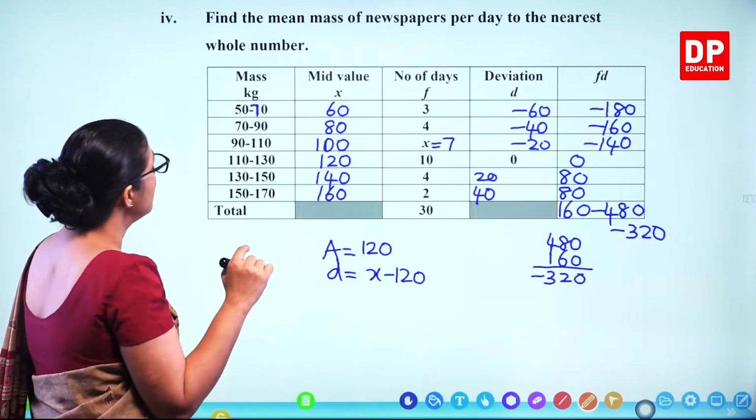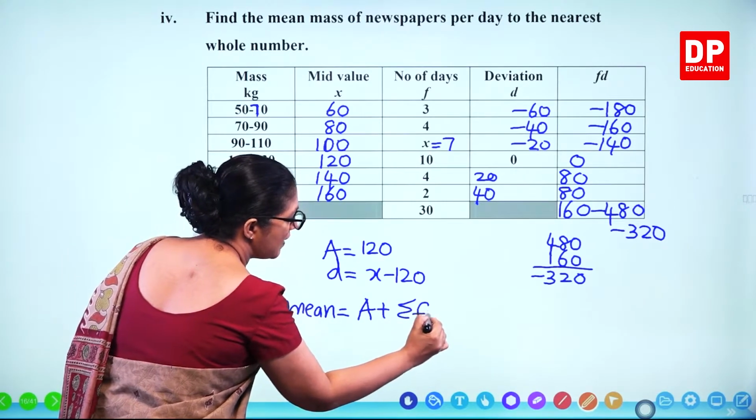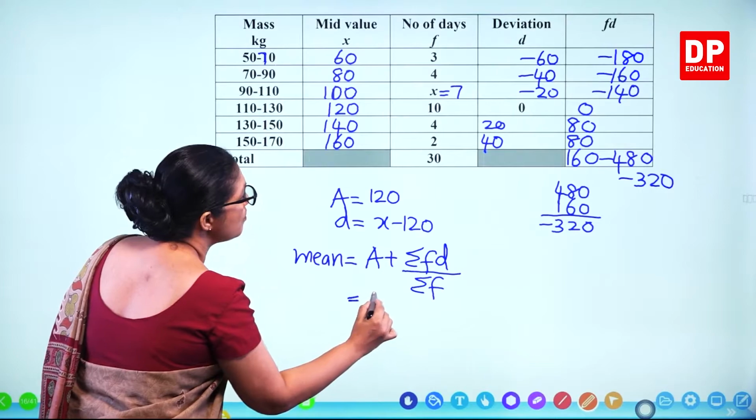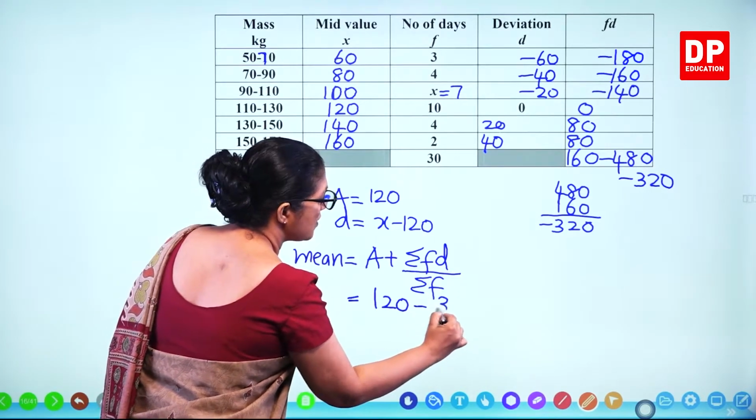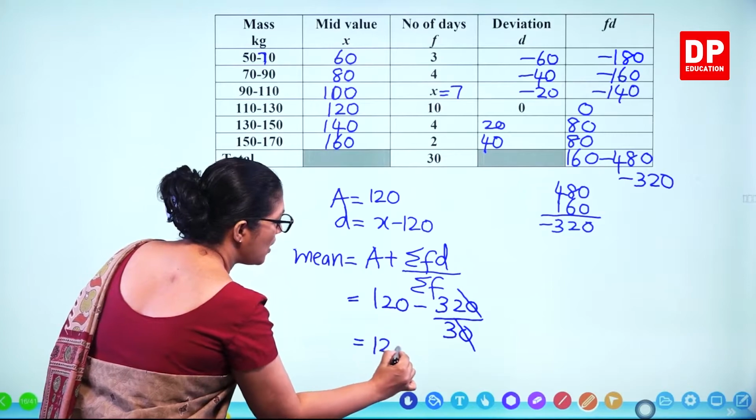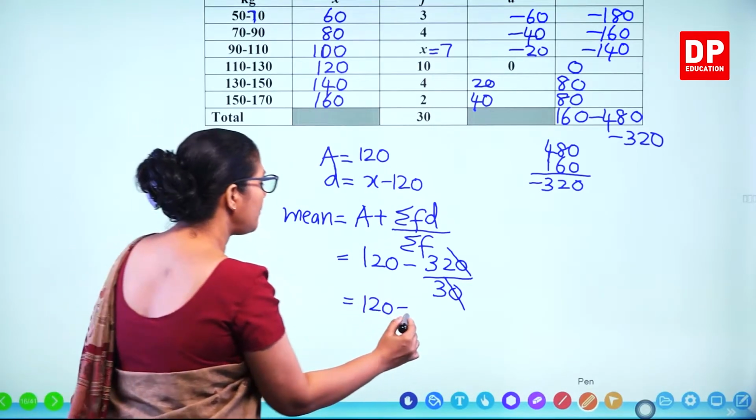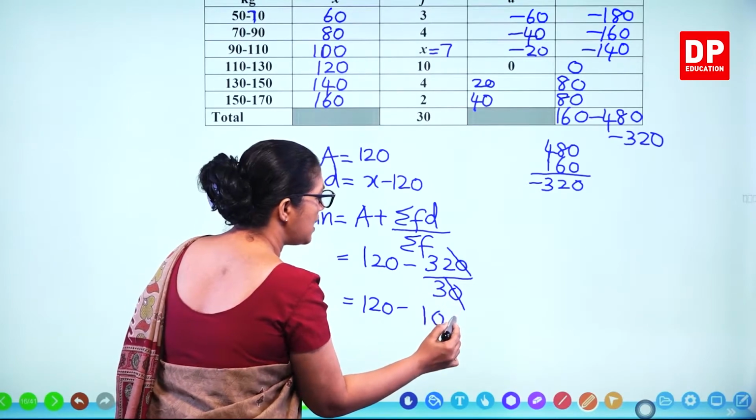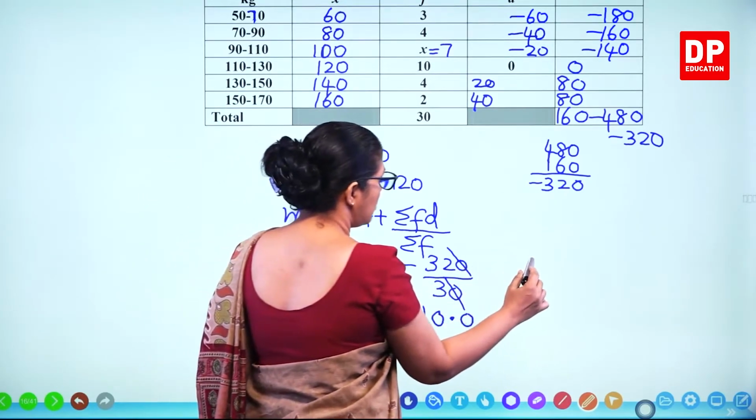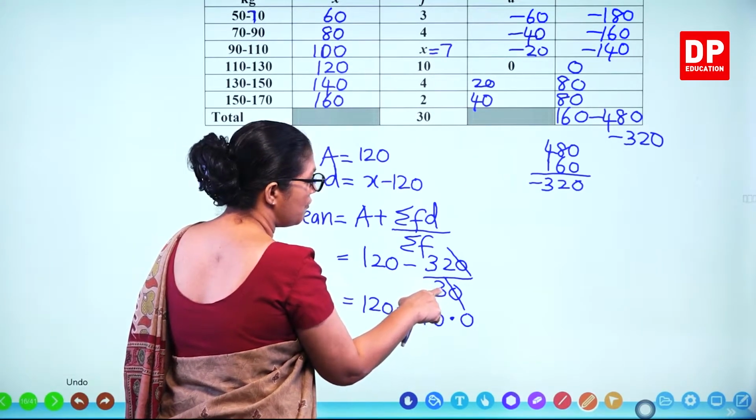So we can find out the mean value. Mean becomes assumed mean plus sigma FD over sigma F. That's total of FD over total of frequencies. Assumed mean is 120. Here you get minus 320 divided by 30. 30 is the total frequency. So what's the value? 120 minus 32 divided by 3. So we are dividing by 3.